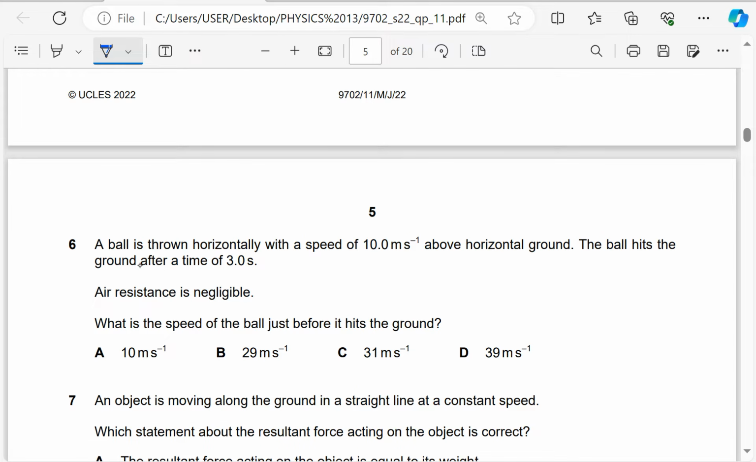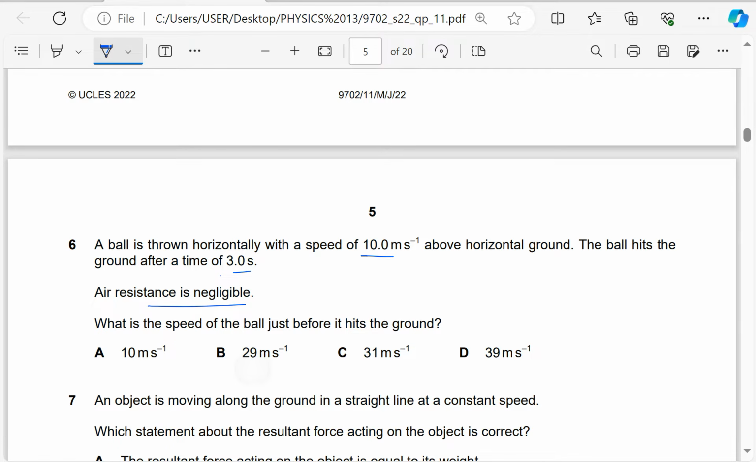A ball is thrown horizontally with a speed of 10 meters per second above horizontal ground. The ball hits the ground after a time of 3 seconds. Air resistance is negligible. That means acceleration is constant. What is the speed of the ball just before it hits the ground?